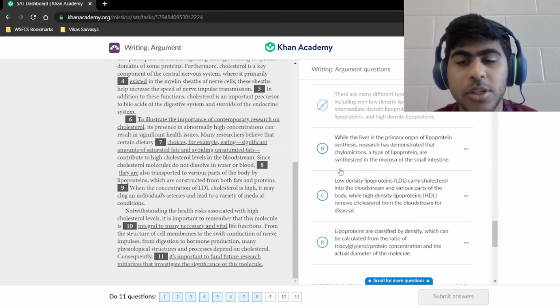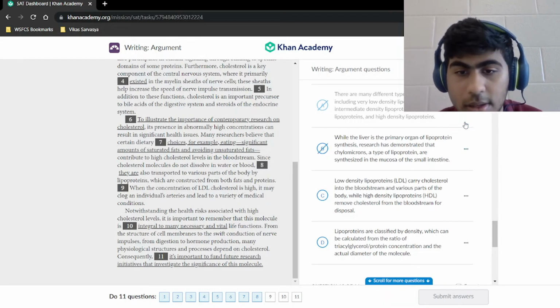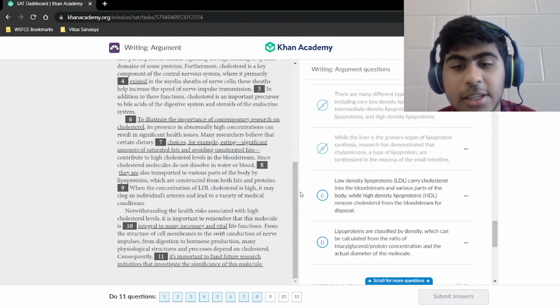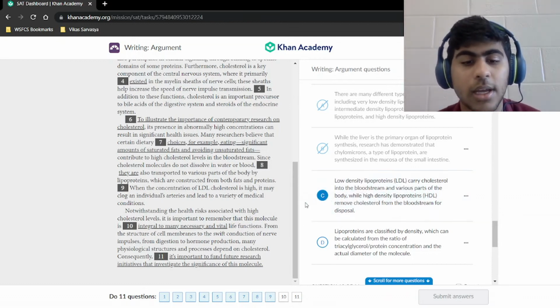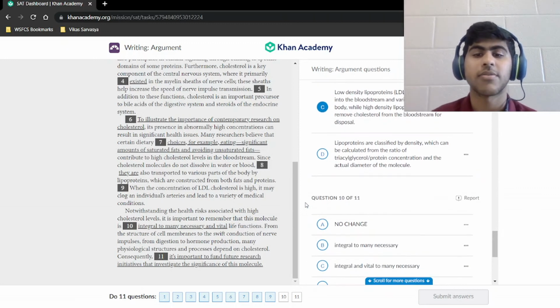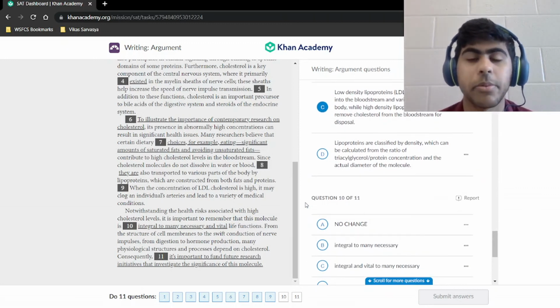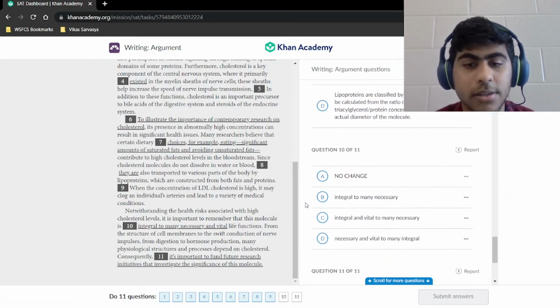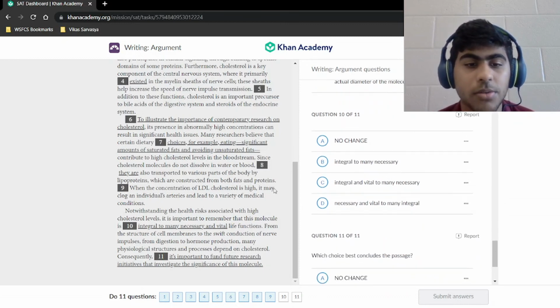And then choice B, well, the liver is the primary organ of lipoprotein synthesis. Talking about where it's synthesized, not what it does. And then here we have LDL, carry cholesterol into the bloodstream, and HDL, remove cholesterol. Seems to work. Right? It tells us what LDL does, it tells us what HDL does. And then choice D says they're classified by density. It's not what we want. We want what it does, not how we categorize it. And then we move on to question number 10.